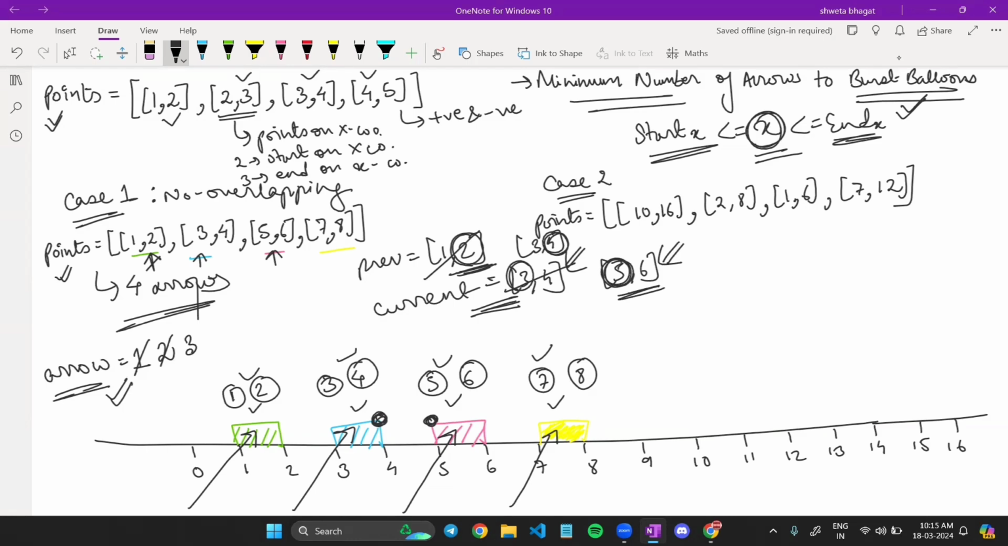Fine. Now what we'll do, we will update the previous. So the previous will now point at 5, 6. And our current will point at 7, 8, right? So this is previous, this is current. So our current would be 7, 8.